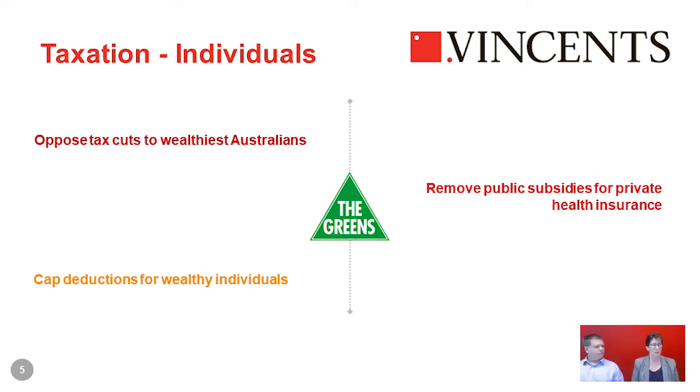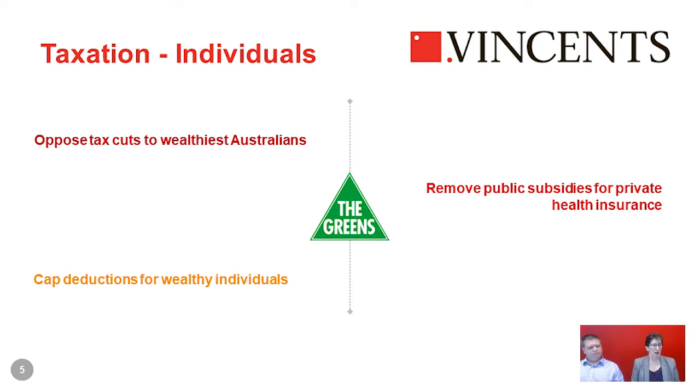There's also a proposal to cap deductions for wealthy individuals. So essentially what they refer to as the Buffett rule, where individuals essentially have to pay a baseline amount of tax no matter what deductions they have. So they're looking at capping deductions so that where somebody earns income of more than $300,000, then they won't be able to deduct amounts to a level below them having to pay 35 cents in the dollar of tax.